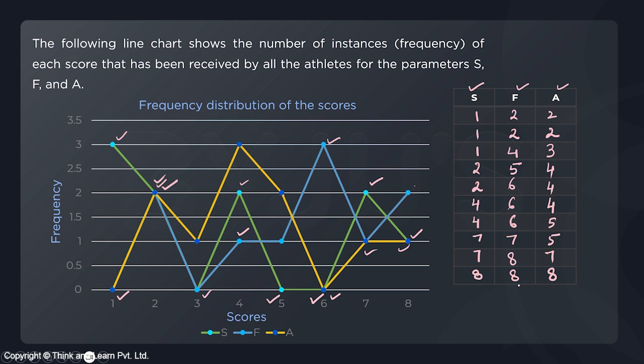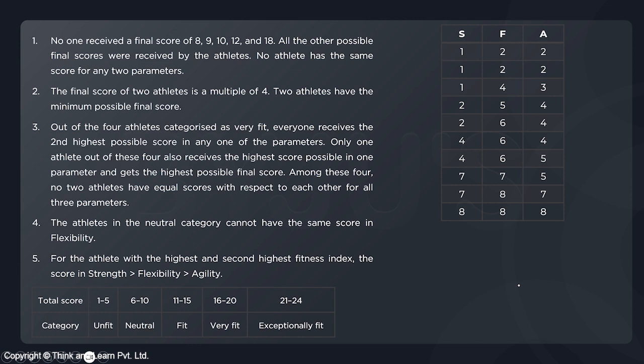So now what I have done, I have made this table and that previous information. Let's put all of that in one single page and let's try to figure out what all scores are given to these people.